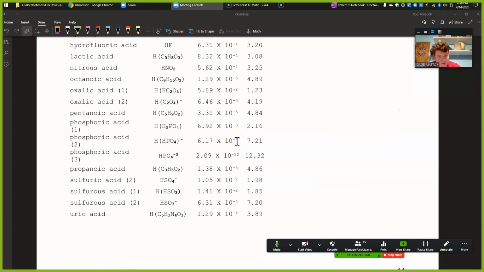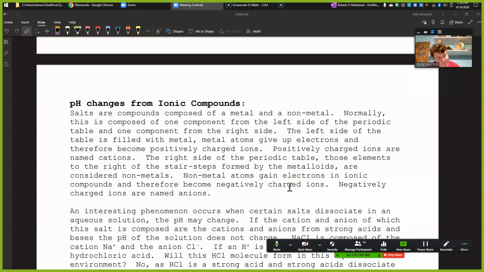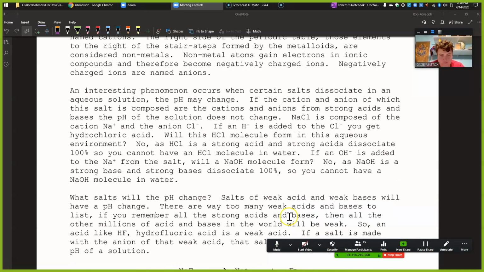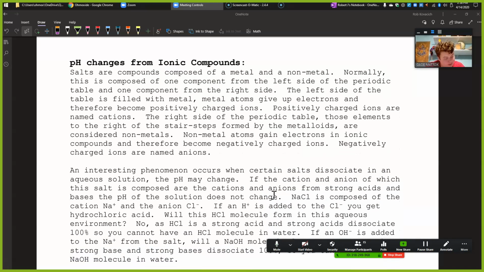So we briefly discussed this list, right? Yes. We talked about the Ka and the pKa, but we didn't get on to pH changes for ionic compounds. I feel like we did. I think we kind of left off after that. We talked about how table salt cannot change the pH, and that's where we left it.